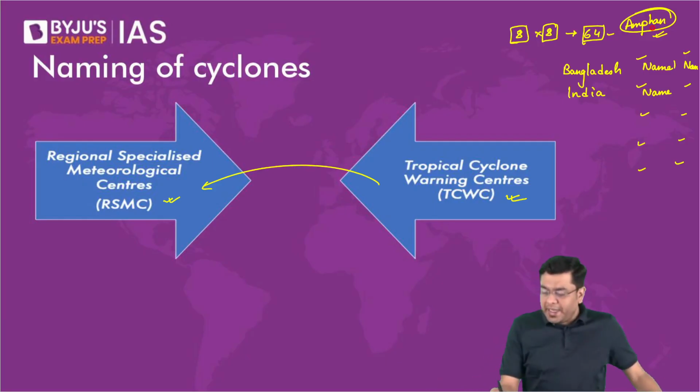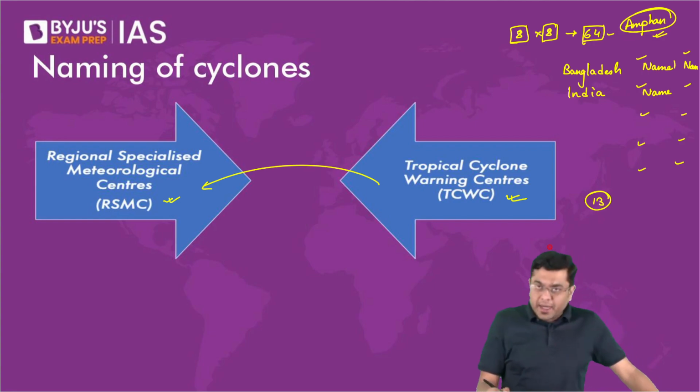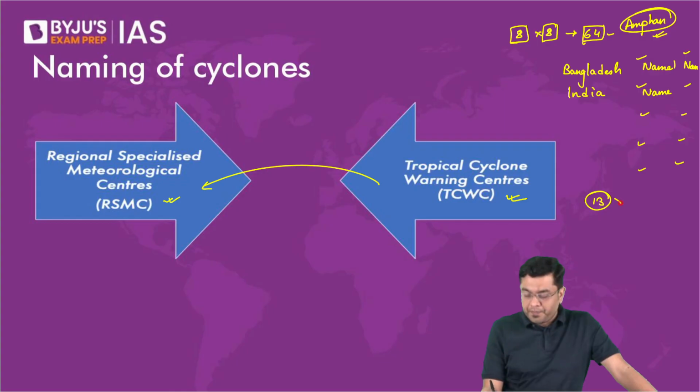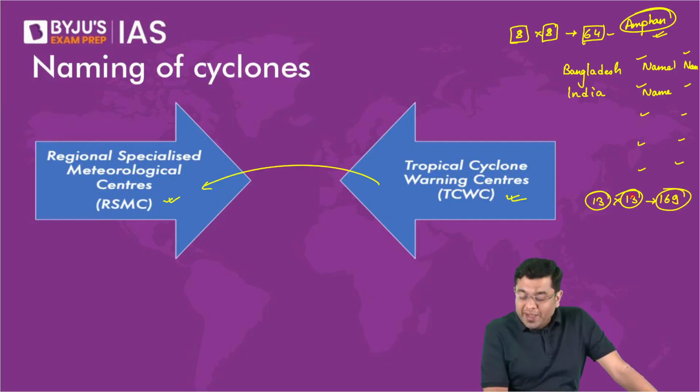And this time, 13 different countries came together, and all of them provided 13 names. So how many in total names do you have? 169. So in total, 169 names were submitted. And presently, since May 2020, this new naming list is being utilized.